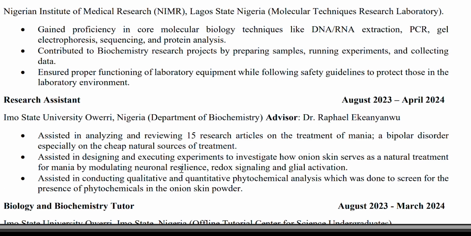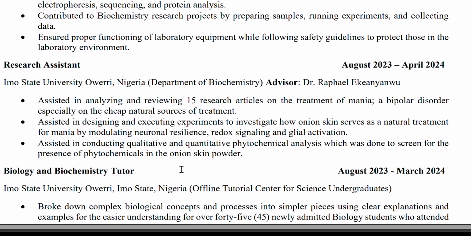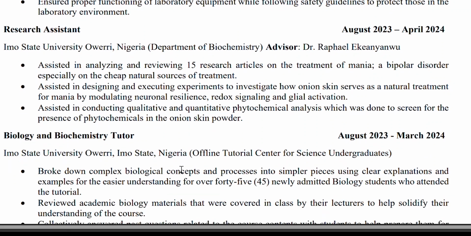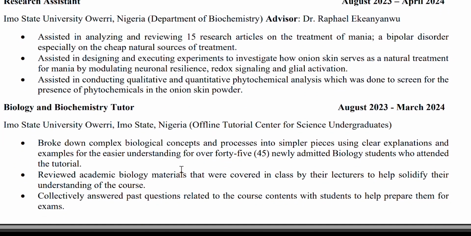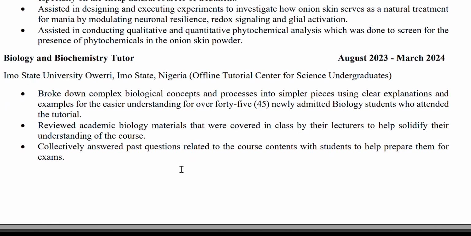Now, the next experience, still on research and teaching experience, we are still in section 3, is biology and biochemistry tutor. For those of you that know me closely, right from my days at Imo State University, you understand that I taught at Pastor's tutorial, right?